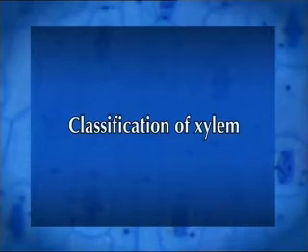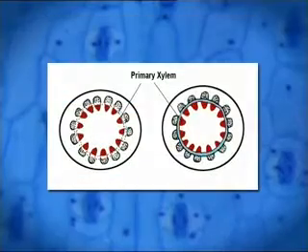Classification of xylem. The first xylem differentiates during the early development of the plant in the embryo or the post-embryonic stage, and as the plant grows, new xylem continuously develops from the derivatives of the apical meristems. Xylem differentiating in the primary plant body is the primary xylem. The immediate precursor of this xylem is procambium.